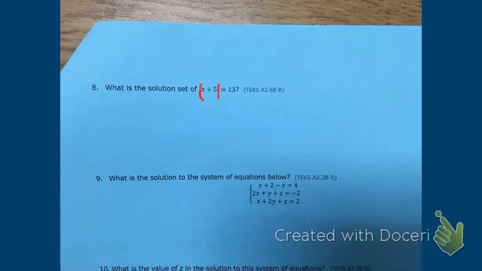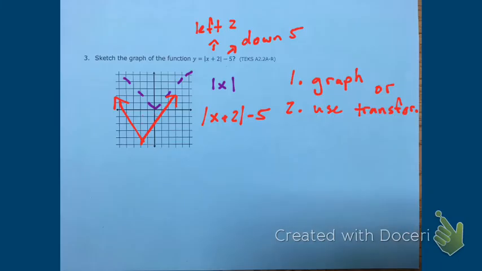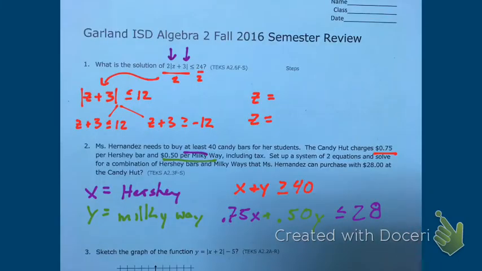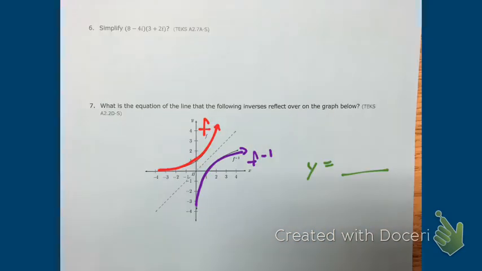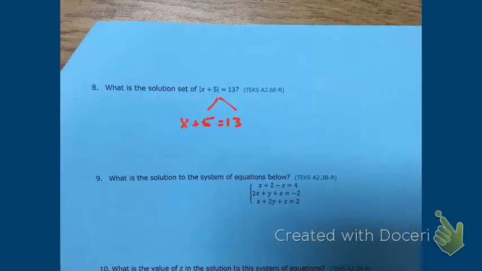So this part's already isolated, so what I can do now is set up my two equations. Just like what we did on number 1, it's similar to that, but instead of having inequalities, it has an equal sign. So we can say x plus 5 equals 13 and x plus 5 equals negative 13, and you'll be able to get two x values as your answer.